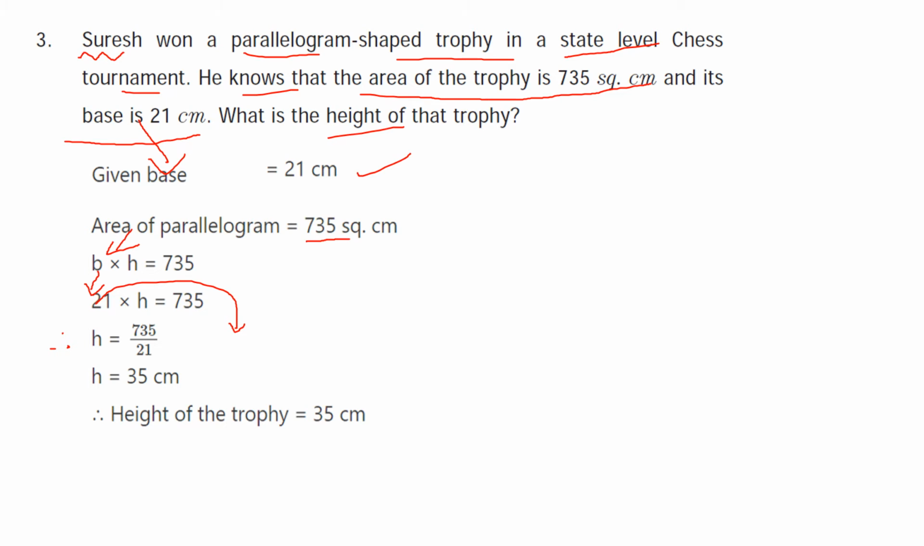So cancel it, 735 by 21. 3 table: 7 3s are 21. 2 3s are 6, here 1. 4 3s are 12, here 1. 15, 5 3s are 15. Again 1 7 is 7, 3 7s are 21, 5 7s are 35. So H equal to 35 centimeter. Height of the trophy is 35 centimeter.